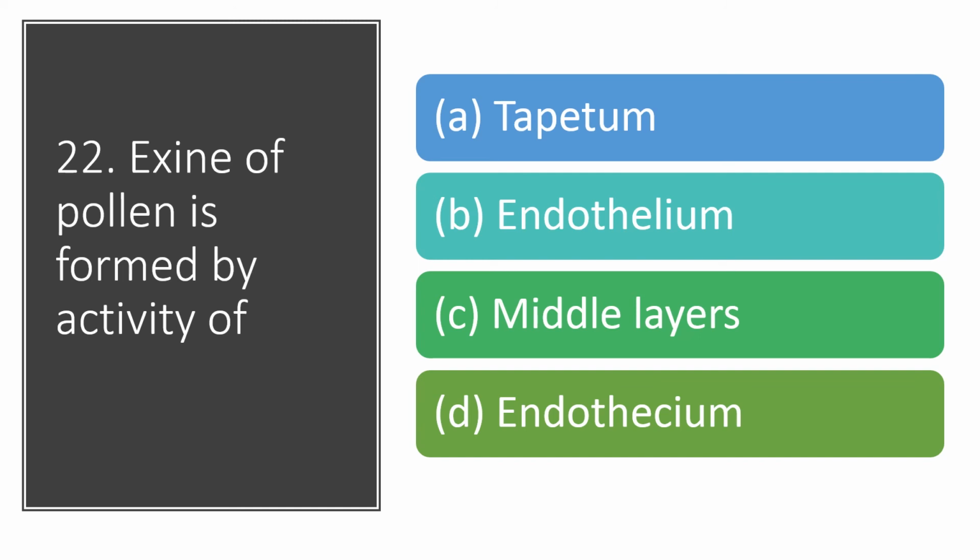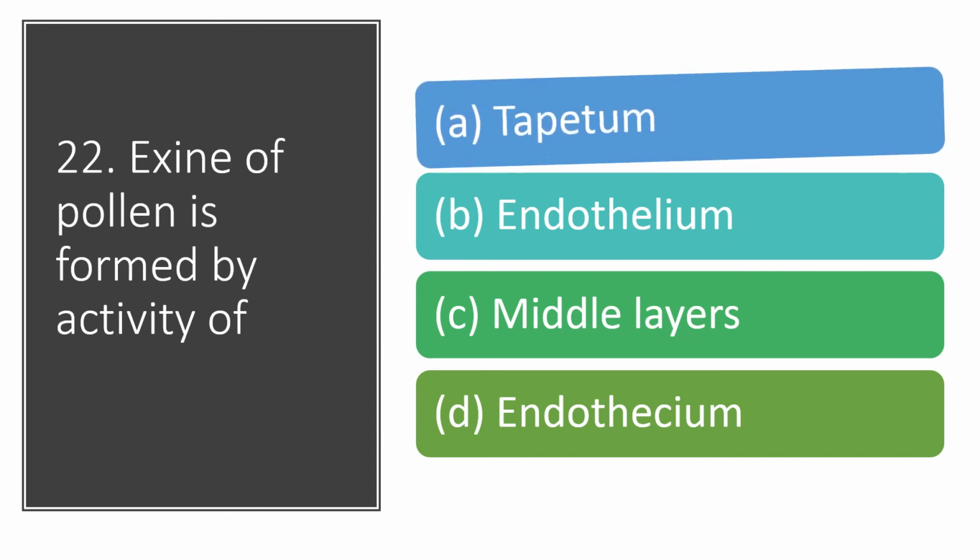And the sporopollenin is formed by the help of the tapetal layer. We know that tapetum, which is present in the surrounding of microsporangia, is the nutritive tissue for the developing microspore. At the same time, tapetum also secretes some Ubisch bodies, and these Ubisch bodies help to produce the sporopollenin in the exine wall. So the exine of the pollen wall is formed by the activity of tapetum. So the right answer is tapetum.